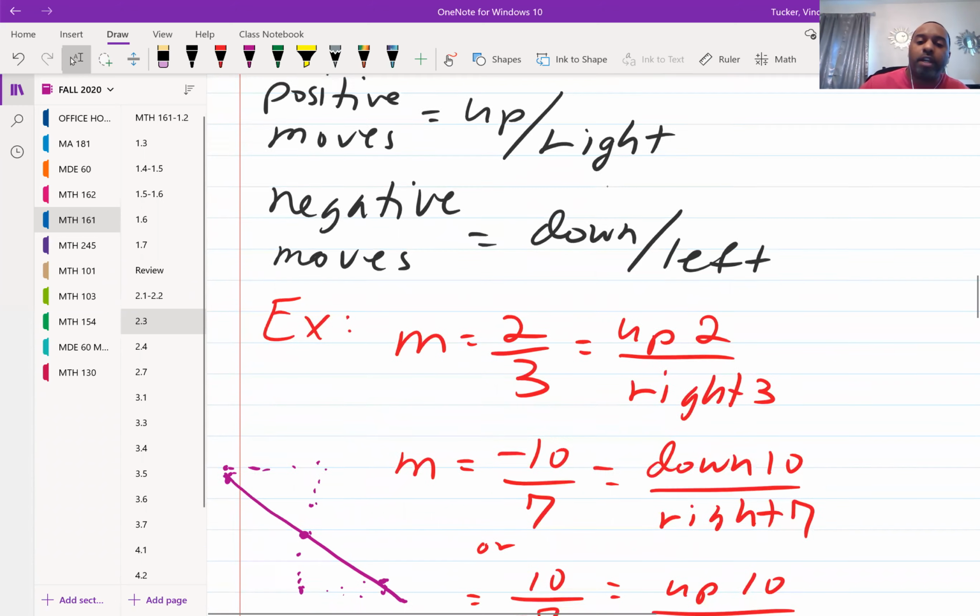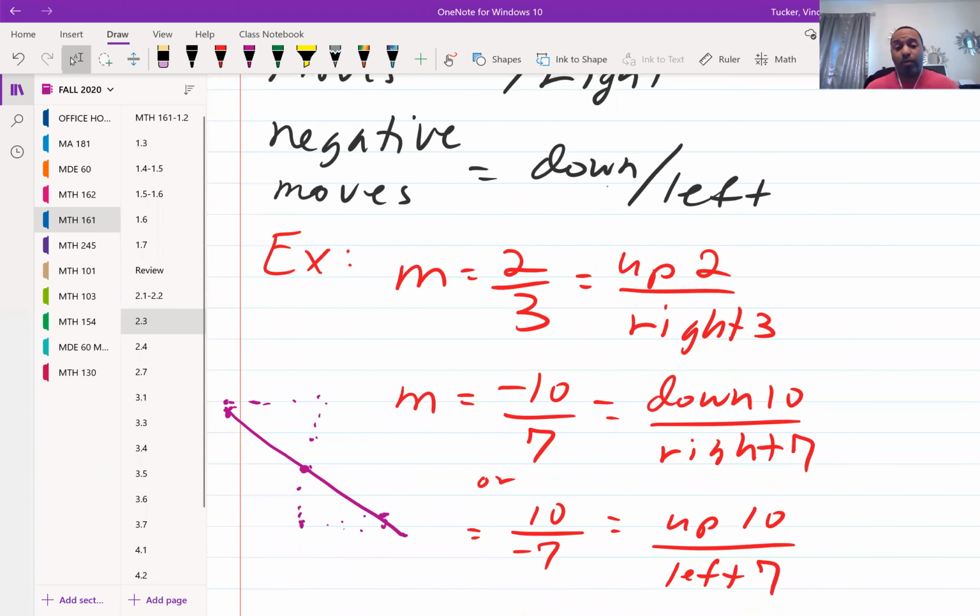But then if I have a negative 10 over 7, I can handle that one of two ways. I always say just give the negative to the top number. That'll always be safe. But you cannot give the negative to the top and bottom. Remember, negative over negative is positive. So you would choose one. Either you go negative 10 over positive 7 or positive 10 over negative 7.